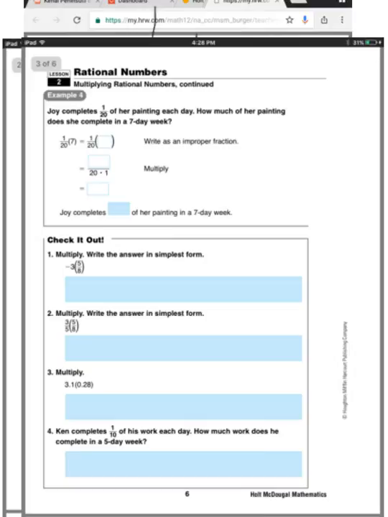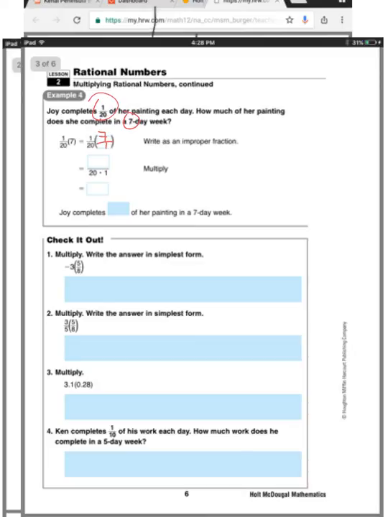So there are 2 numbers in this problem, 1/20th and 7. Because there's 2 numbers, it's pretty obvious that those are the 2 numbers you're going to multiply, right? So we are going to multiply 1/20th times 7. Now you can either make that 7 or 7 over 1, whatever you prefer.